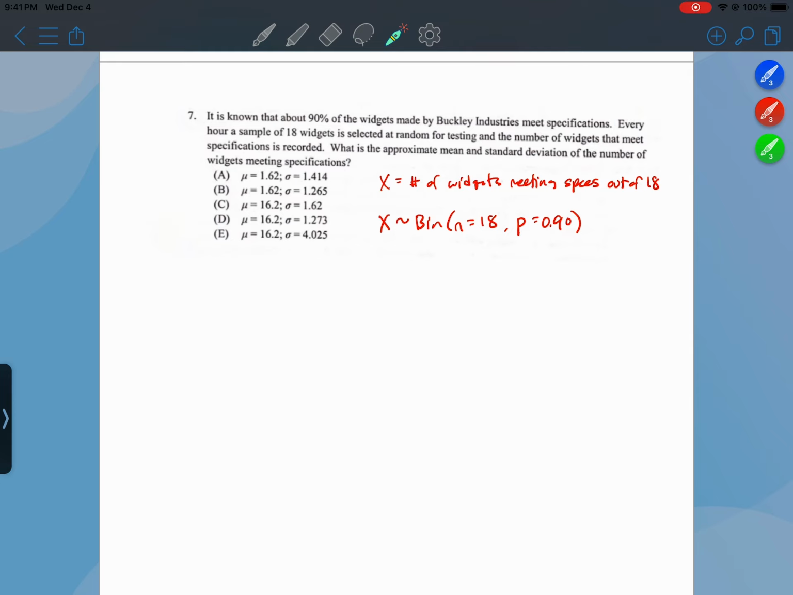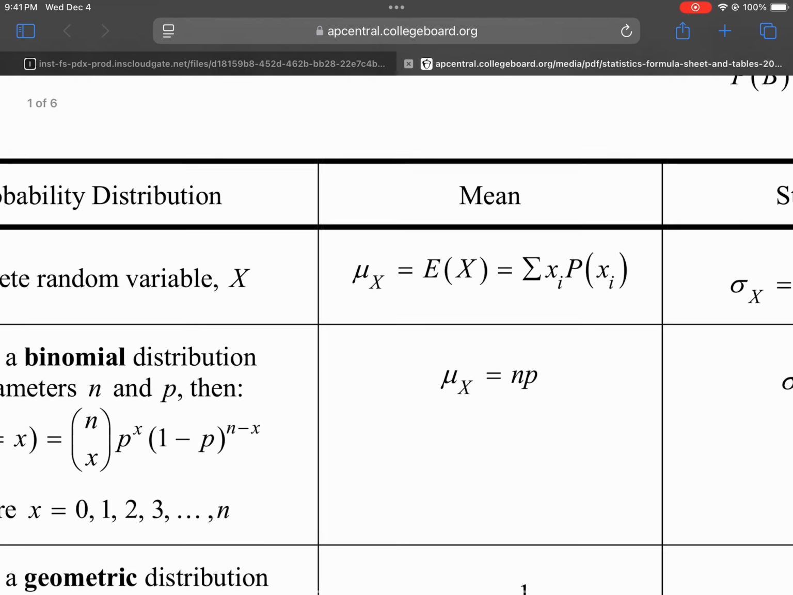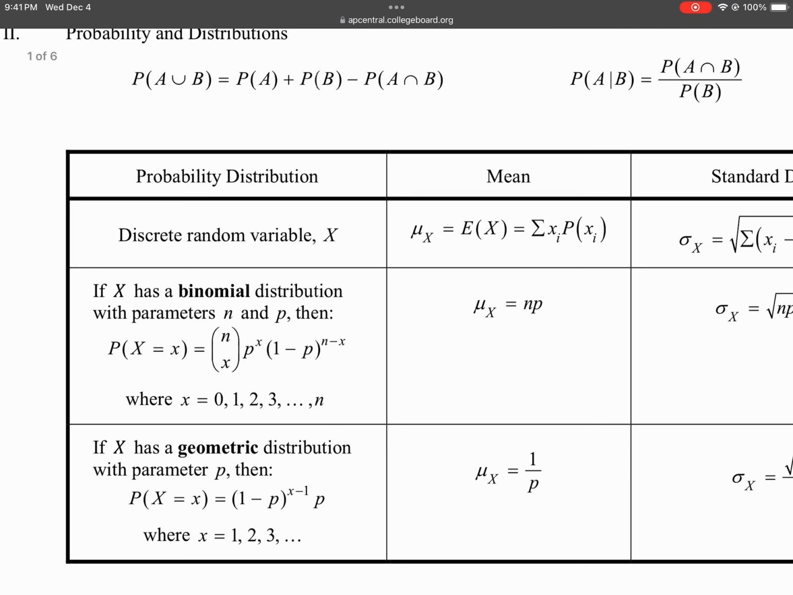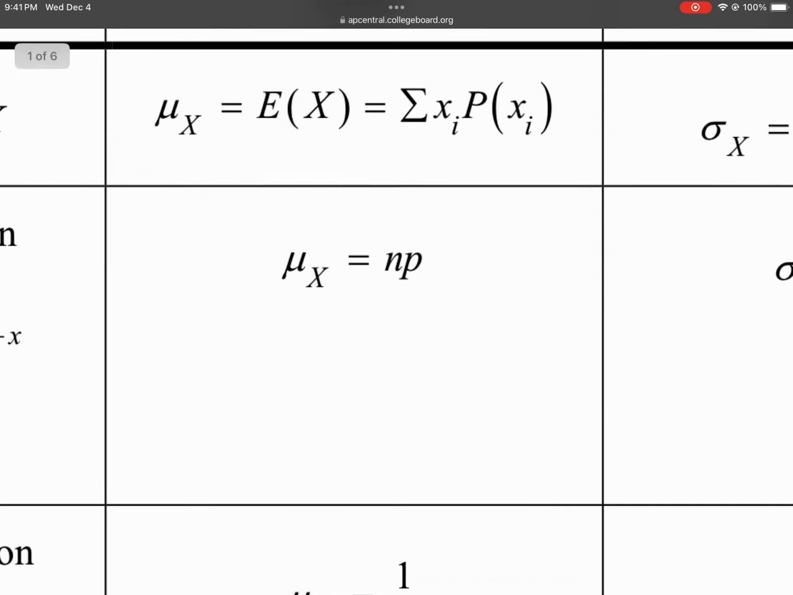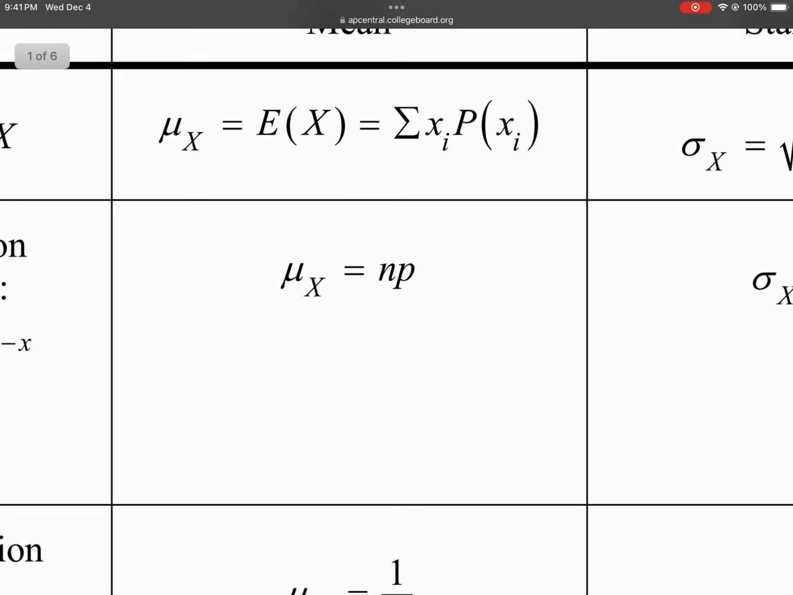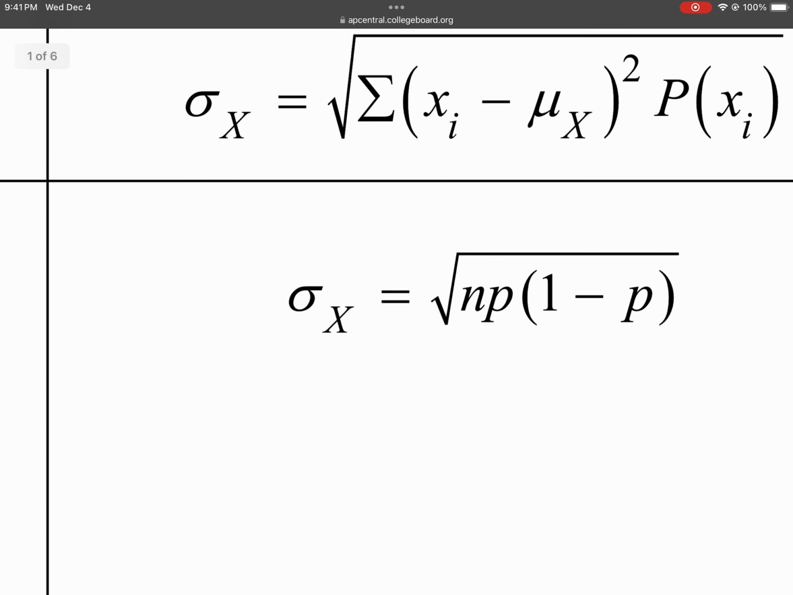All right, so now that we've identified that this is a binomial random variable, we can refer to our formula sheet. Right here in the middle row of this table, the middle cell tells us how to find the mean, right? It's just n times p, the number of trials times the probability of success. And then this formula over here tells us how to calculate the standard deviation: the square root of np(1 minus p).